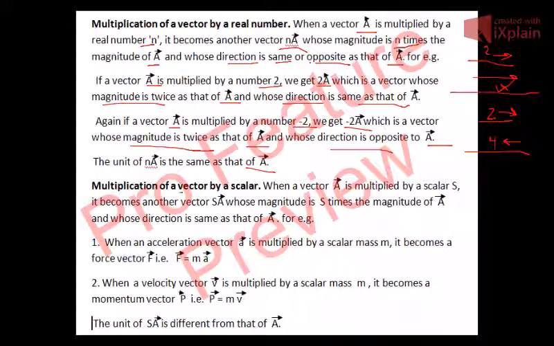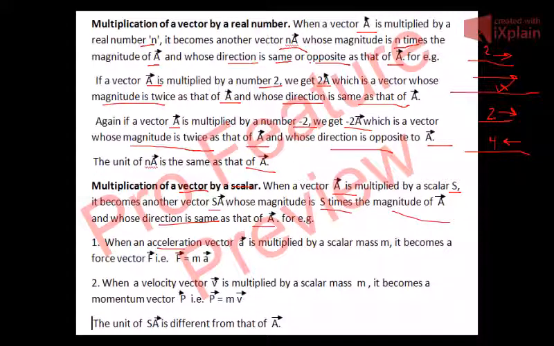Now let us take another topic, that is multiplication of a vector by a scalar. For example, if we multiply a vector A by a scalar S, it becomes another vector SA, whose magnitude is S times the magnitude of A and whose direction is the same as that of A.